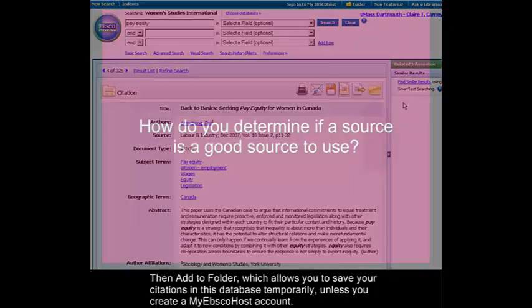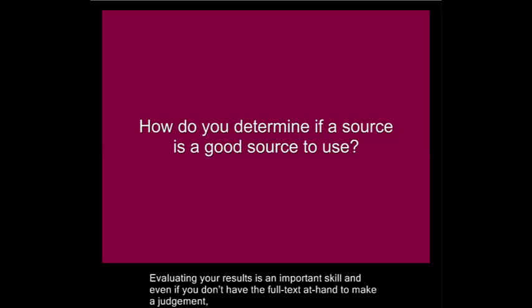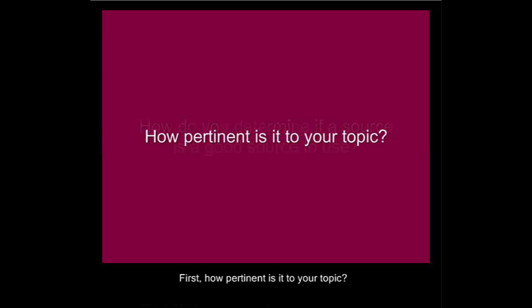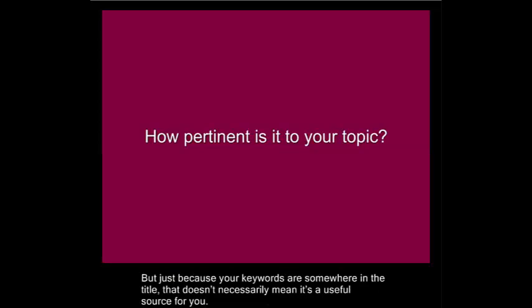So how do you determine if a source is a good source to use? Evaluating your results is an important skill, and even if you don't have the full text at hand to make a judgment, there are many other ways to determine which sources are worth following up on and which probably won't be that useful. First, how pertinent is it to your topic? It is tempting to just glance quickly at the title of the works and make a judgment solely based on that. But just because your keywords are somewhere in the title, that doesn't necessarily mean it's a useful source for you.